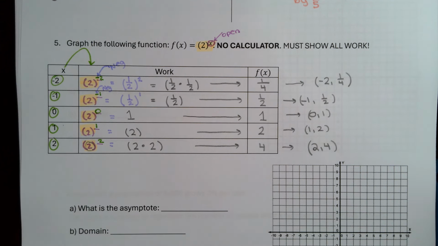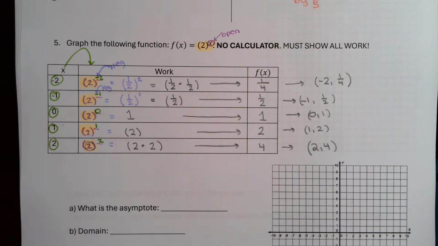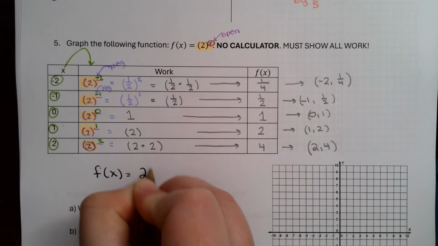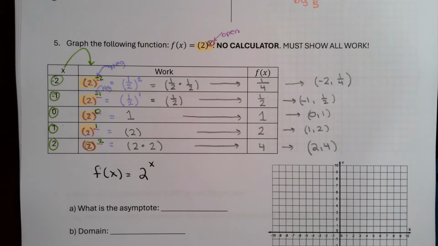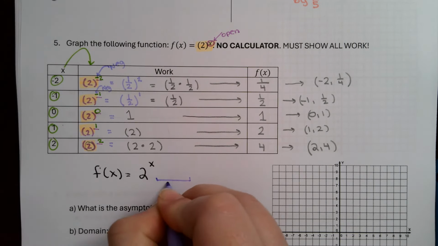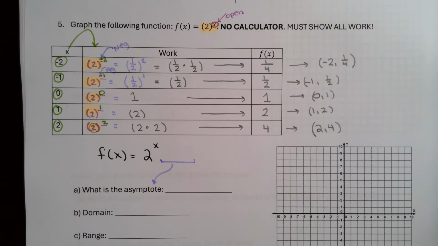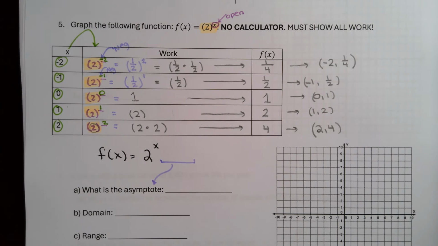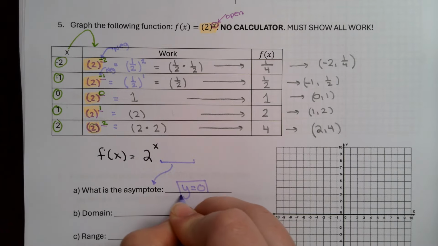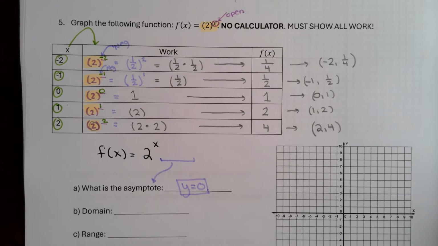Before we do that, we do need to identify the asymptote. Our equation was f of x is equal to 2 to the power of x. Remember, based off of question number 3, our asymptote is the number in the back of the equation. That's our k value. And if I don't have a k, I still must have an asymptote. So if it's missing, the asymptote is 0. You have to write this in the form of an equation, y equals.